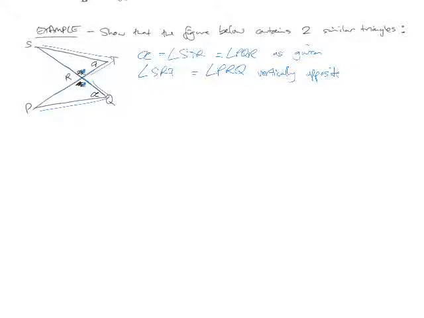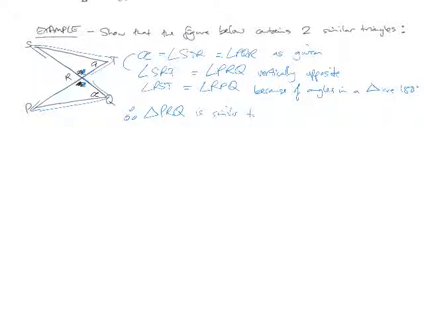So lastly, angle RST is going to be equal to angle RPQ, the last one left over, because angles in a triangle are 180 degrees. We already proved these two were equal. The last one is left over. It has to be the same. So therefore, triangle PRQ is similar to triangle SRT.